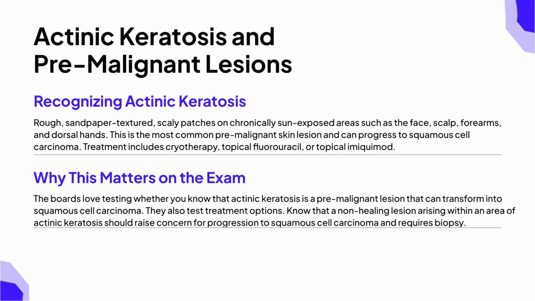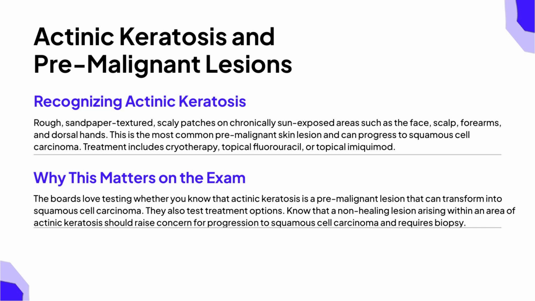Let us review actinic keratosis and pre-malignant lesions for the boards, because this comes up frequently. Actinic keratosis presents as rough, sandpaper-textured, scaly patches on chronically sun-exposed areas like the face, scalp, forearms, and dorsal hands. The key concept is that actinic keratosis is a pre-malignant lesion that can progress to squamous cell carcinoma.